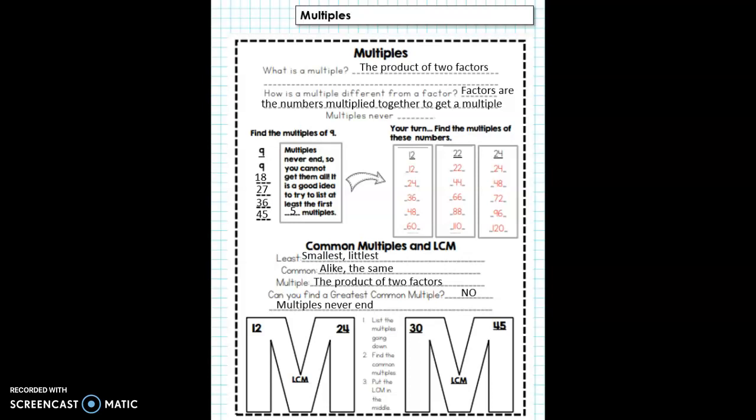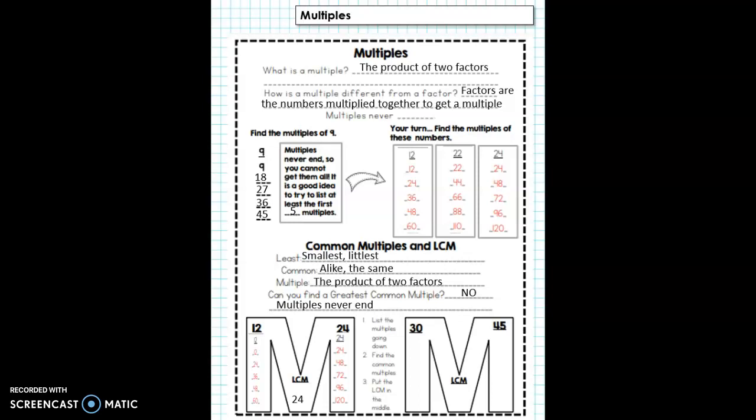Let's try 2 more. List out the multiples of 12 and 24. This should be easy because we already did this. Then look at the 2 lists. What is the smallest number that shows up in both lists? In this case, it's 24. So the least common multiple of 12 and 24 is 24.